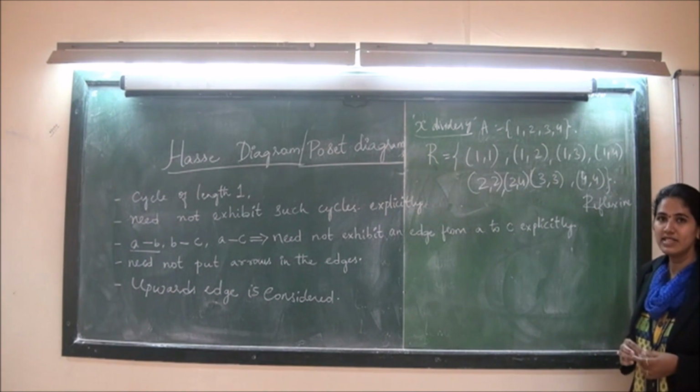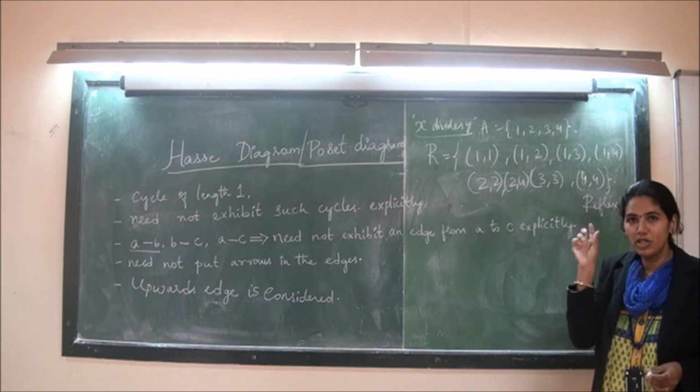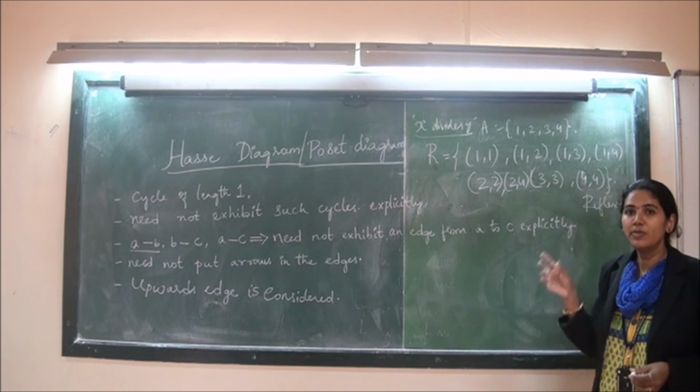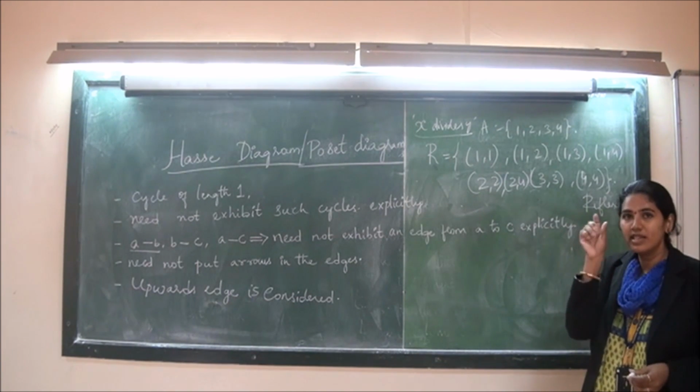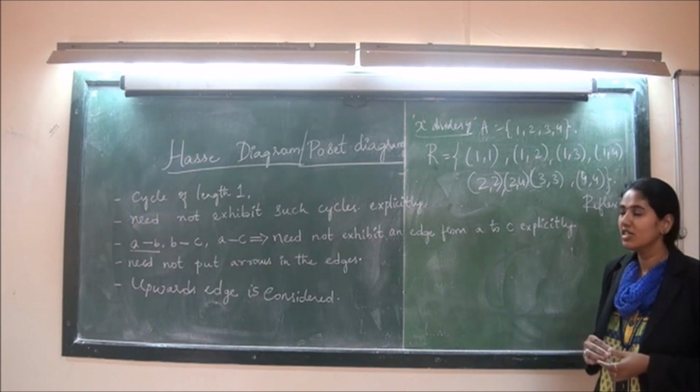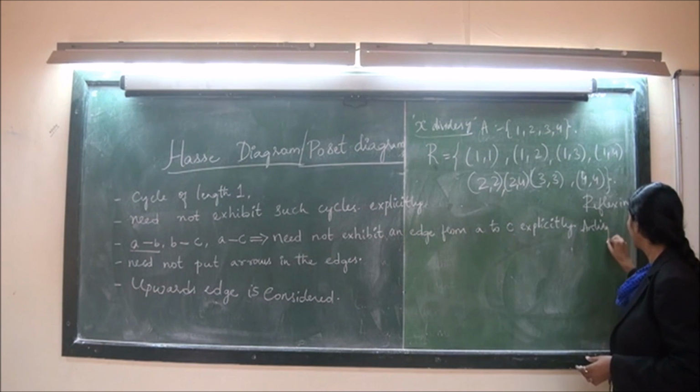And the second is antisymmetric. Antisymmetric means what? Where (a, b) belongs to the relation whenever (b, a) belongs to the relation, then a is equal to b. So that has to be satisfied in this antisymmetric property.